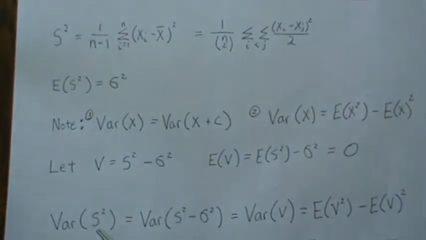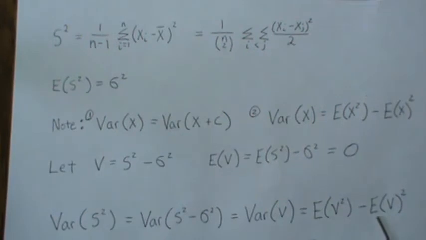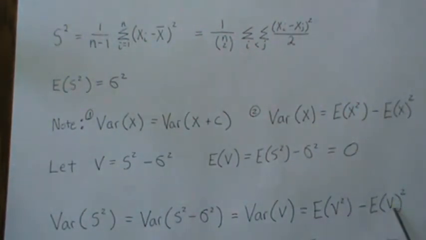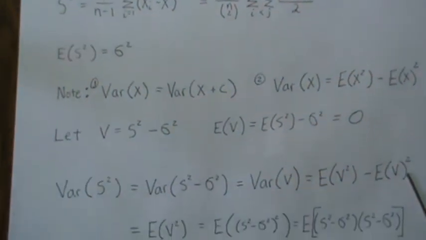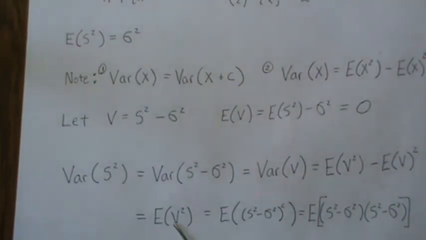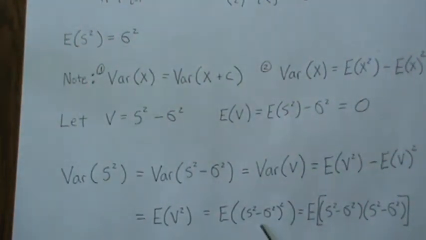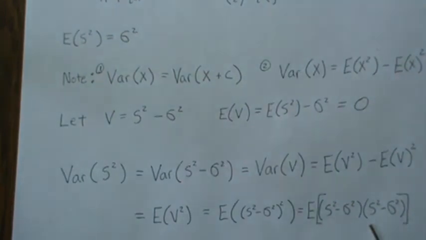The variance of S squared is the same as the variance of S squared plus a constant. So that's the variance of V, and the shortcut formula says the expected value of V squared minus the expected value of V, quantity squared, where we just showed that the expectation of V is 0, so this is 0. So it's just equal to the expected value of V squared, which is S squared minus sigma squared, squared. So then that can be rewritten as this.